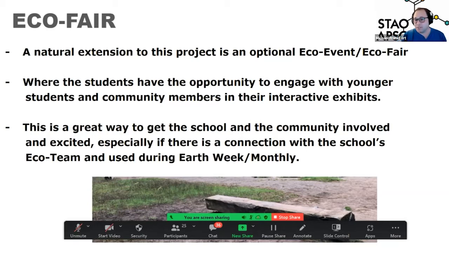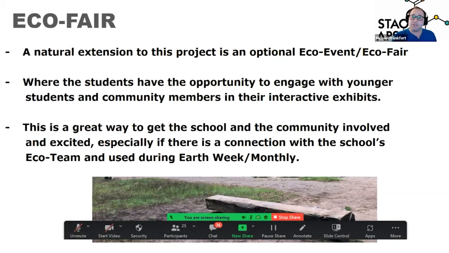Some kids created a quiz board. Some students created other types of interactive projects where there might have been some physical activity. But again, it wasn't just about, here's the project, here's my presentation. It was, here's my project, let's talk about it, and let's have you engage in something.